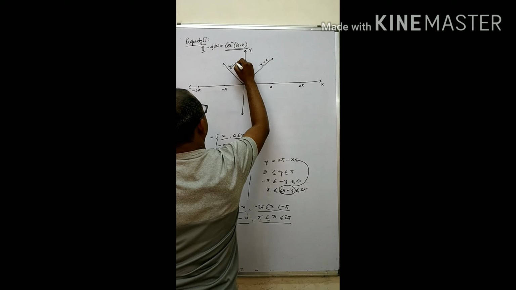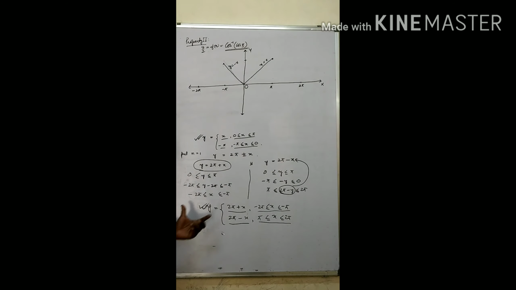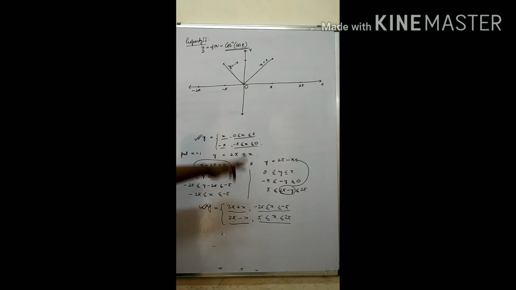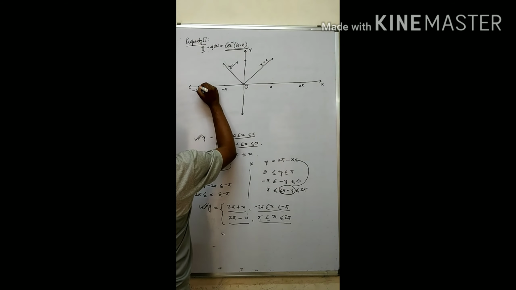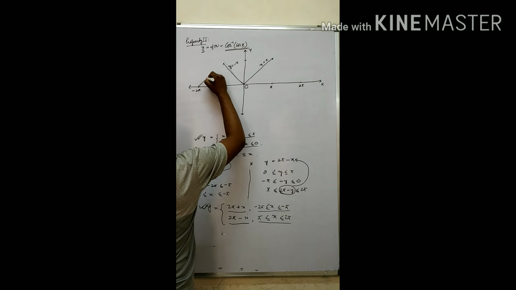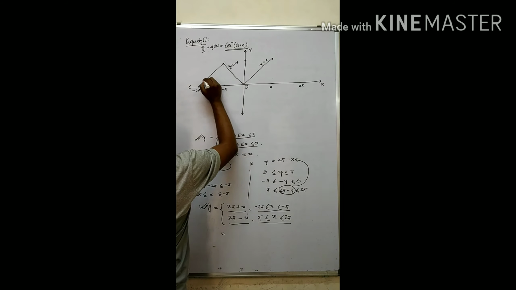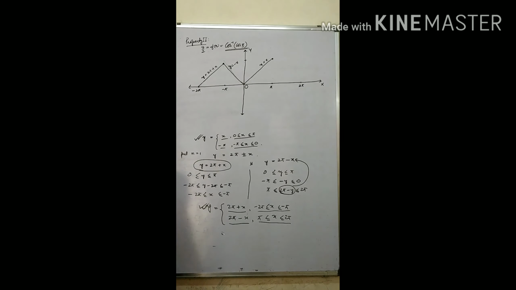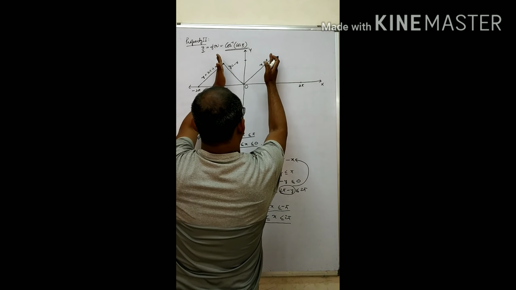Y equal to minus x. Okay, now this one is saying from minus 2 pi to minus pi, it is 2 pi plus x, to look like this, y equal to 2 pi plus x. In fact, we need only this portion of the graph.